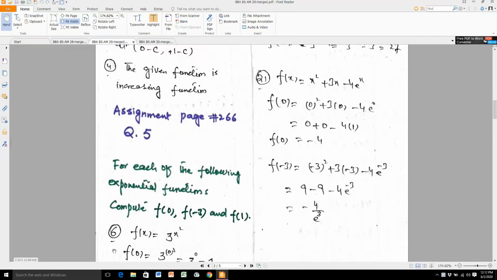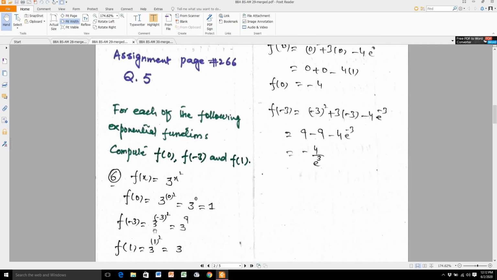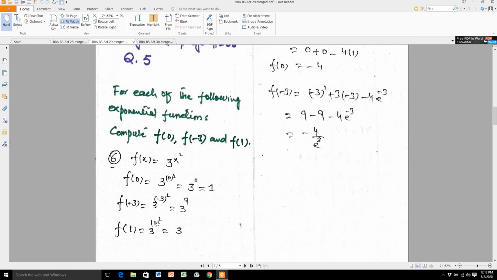Question number 6: f of x is equal to 3 into 3 raised to the power x square. Here I substitute 0 in place of x. It is equal to 3 into 3 raised to the power 0 square, which means 3 raised to the power 0, and you know that anything raised to the power 0 is equal to 1. Then f of minus 3 is equal to 3 raised to the power minus 3 square, which is equal to 3 raised to the power 9. Then f of 1 is equal to 3 raised to the power 1 square, which is equal to 3.